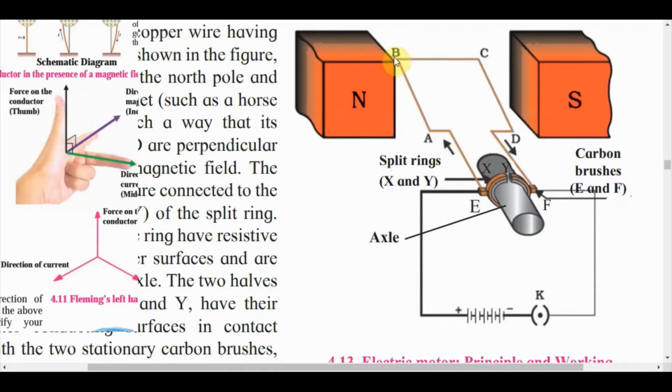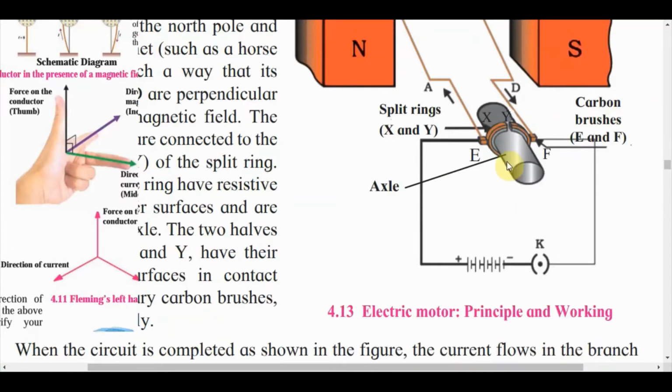See here, A, B, C and D. This is the rectangular shape, and this wire is attached to the split rings. This is the X split ring and this is the Y split ring, and the split ring has an insulating coating. Can you see the gray color inside? This gray color is nothing but the insulator, and this is a cylinder which is also an insulator. On this gray color you have a conducting material which is brown in color.